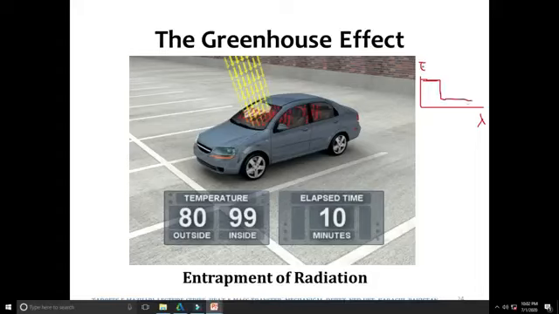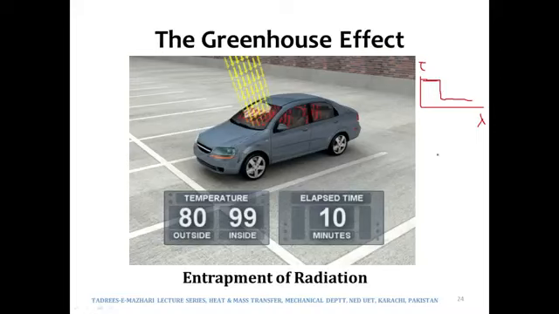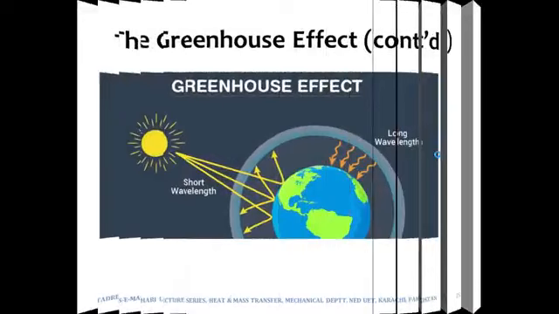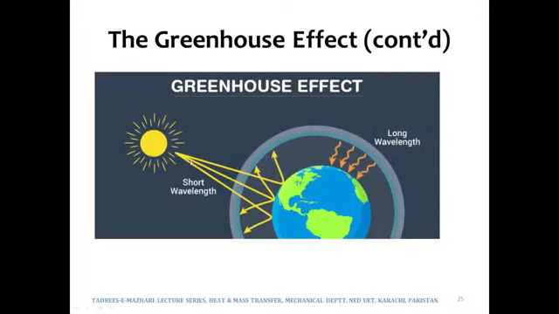So again, as we were discussing before, transmissivity is also wavelength dependent. So what happens in the end? The radiations start accumulating inside the car, due to which the temperature of the inside of the car rises. This effect of entrapment of the radiation is called greenhouse effect. Now we usually use the greenhouse effect in this sense, right? So it is the same phenomena.